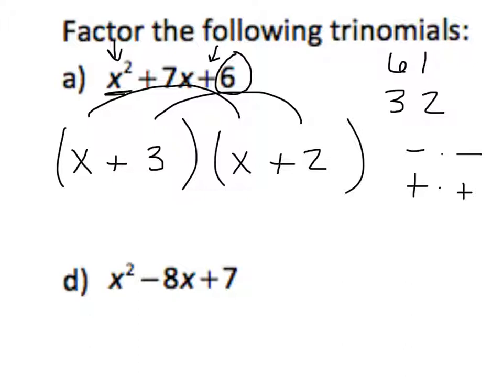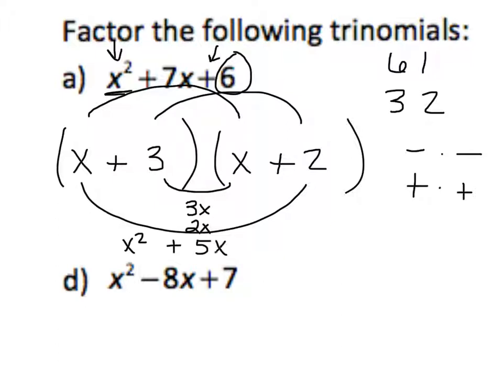So here's how we know if we're correct. We got our first terms, we got x squared, we got 6. We got to check the middle. We got to keep on checking to see if this is right. So 3 times x is 3x, and x times 2 is 2x. And now if I add those together, my final answer would be x squared plus 5x plus 6. And now I know that's not right because my problem has a 7x in the middle. So I need to change something.